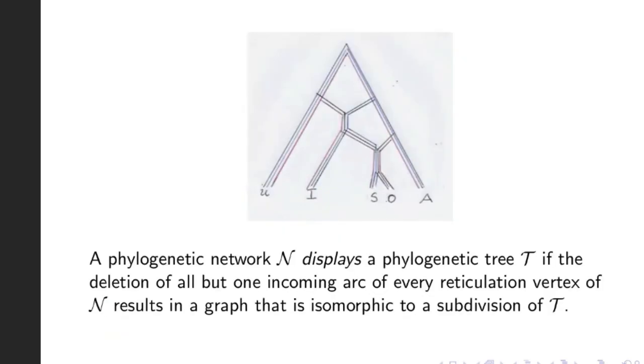Now, as is easy to check, the blue tree is displayed by my network, whereby we mean the following. A phylogenetic network displays a phylogenetic tree if the deletion of all but one incoming arc of every reticulation vertex of my network results in a graph that is isomorphic to a subdivision of my tree T. On the other hand, the tree in red from my previous slide is not displayed by my network. The reason being that the tree in red uses the incoming arc of the parent of my cherry SO twice.